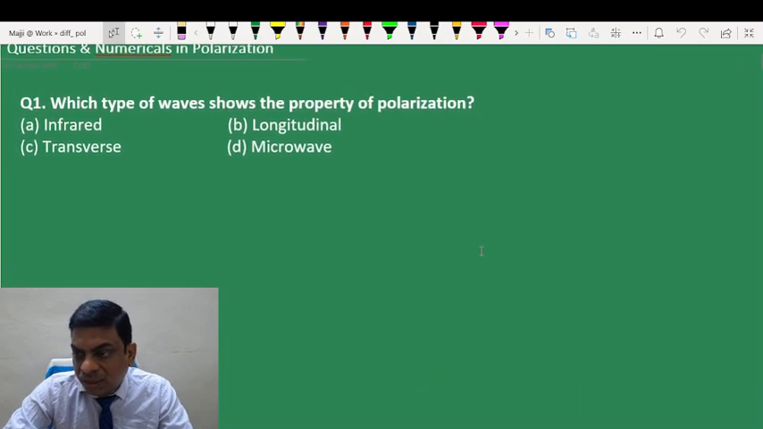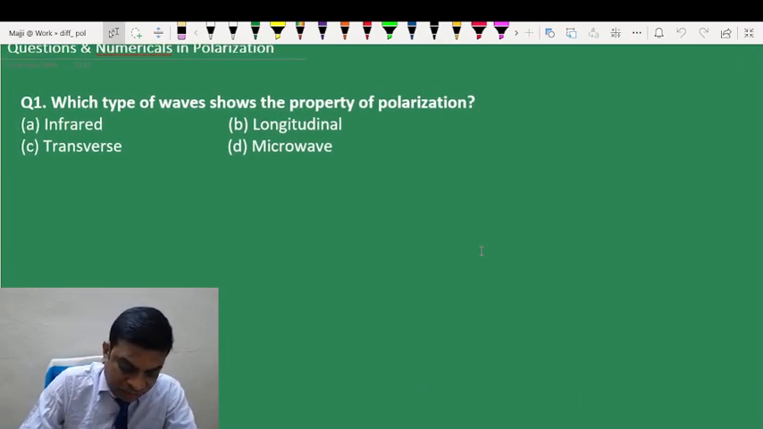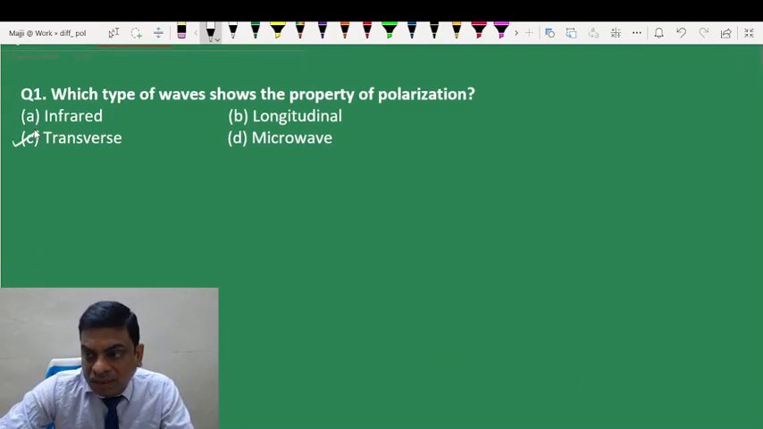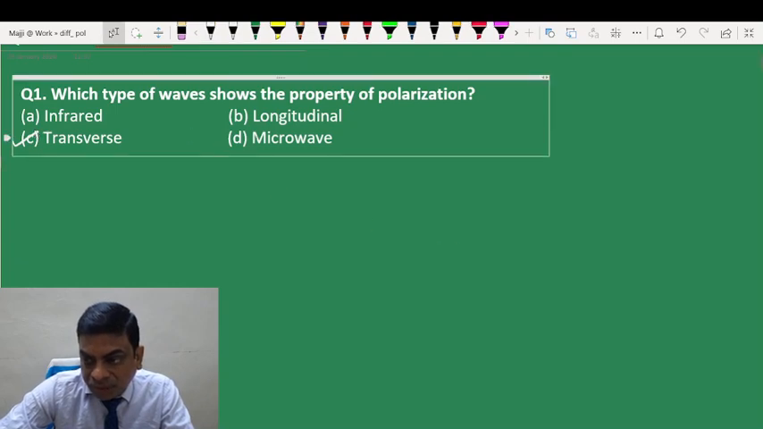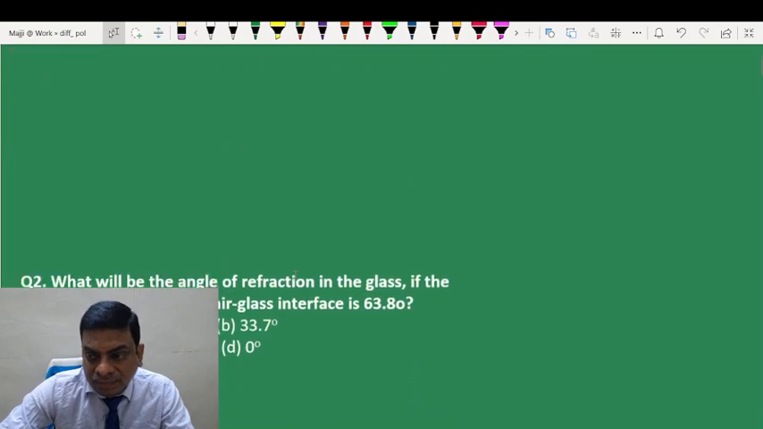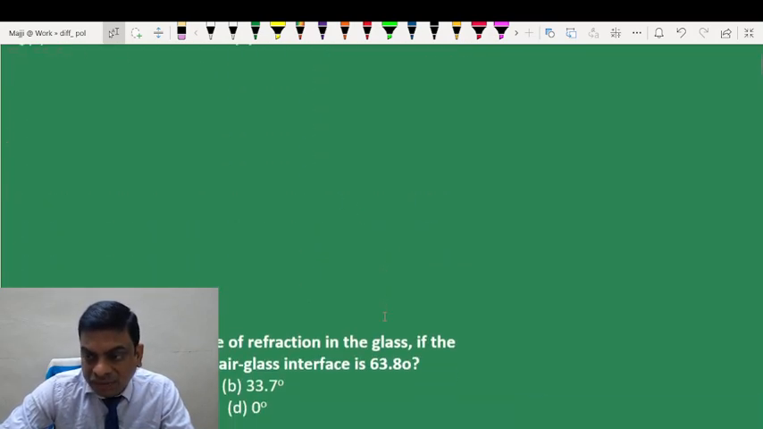So the first question is, which types of waves show the property of polarization? We discussed that only transverse waves show polarization. Infrared is also an answer, but they have collectively asked which types of waves. So transverse waves will be the correct answer. Even microwave could also be an answer, but collectively transverse wave is the answer.